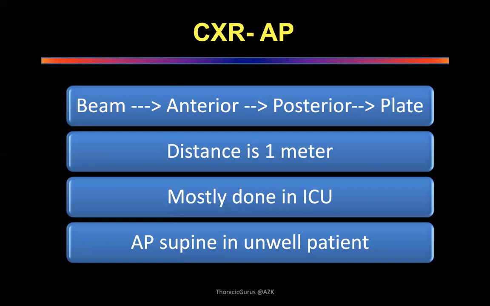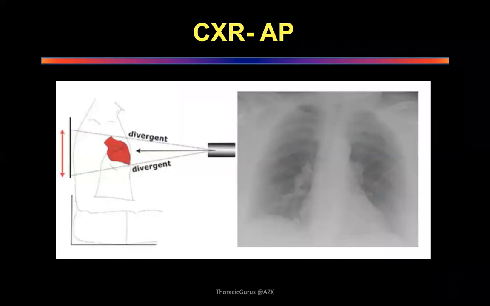And the supine one, which I mentioned, is done in an unstable or an unwell patient who cannot sit up for whatever reason. But the best image of all three is the chest X-ray PA. In your clinic, if you ever have to ask for a chest X-ray, you must ask for a PA view. In the AP view, what is happening is the heart is lying further away from the plate. Can you see that? The heart is further away from the plate.